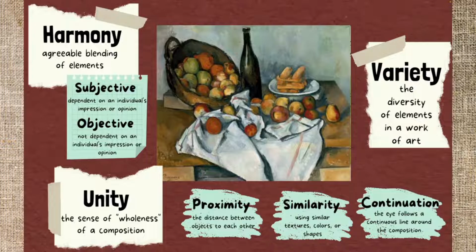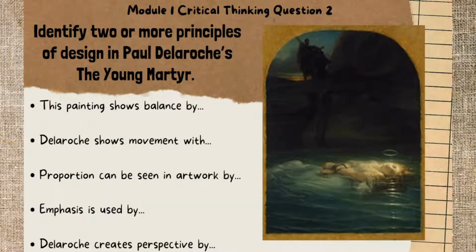And last but not least, we also have variety, the diversity of objects or subjects that are in the painting. Are there different things in the painting? Yeah, there's a lot of different things to look at. We have a table, a basket, fruit, cookies, a plate, a glass bottle. We have a variety of objects that we can look at and analyze separately, but they also are united in that they're all similar, they're all placed together that makes sense, and it flows nicely.